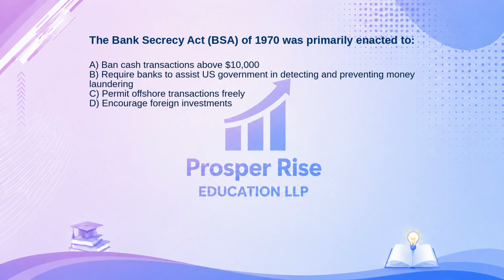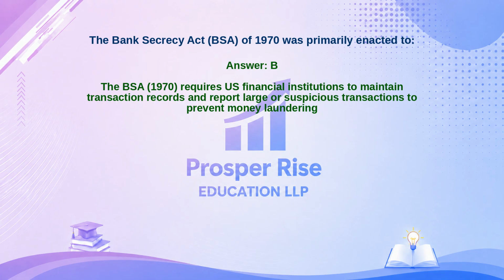C. Permit offshore transactions freely. Or D. Encourage foreign investments. Take a moment to pause the video and decide. The correct answer is Option B. Let's see why. The BSA 1970 requires U.S. financial institutions to maintain transaction records and report large or suspicious transactions to prevent money laundering.